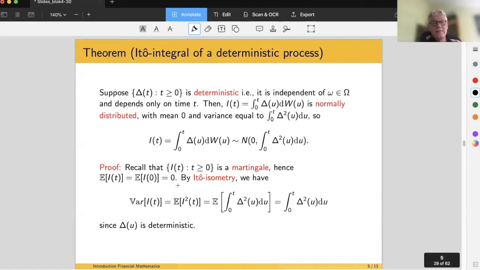Secondly, again, by the Ito isometry, we have that the variance of I_t is equal to the second moment, so the expected value of I squared of t, and that is equal to the expected value of the integral from 0 to t of delta squared u du. And now recall that delta is a deterministic function. So this is the expected value of just a deterministic function, and that is just the function itself. Because delta u is deterministic, this expected value is just the value itself, the integral from 0 to t of delta squared u du. So these are the two terms that are written here. The mean 0 and the variance equal to this term here. That is true by the fact that I_t is a martingale.